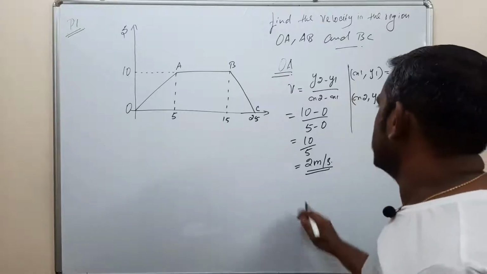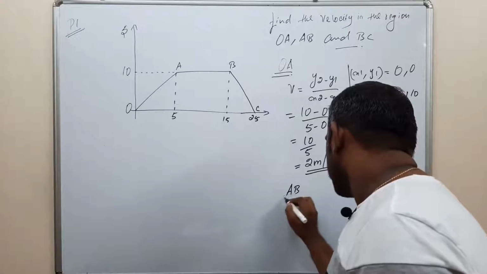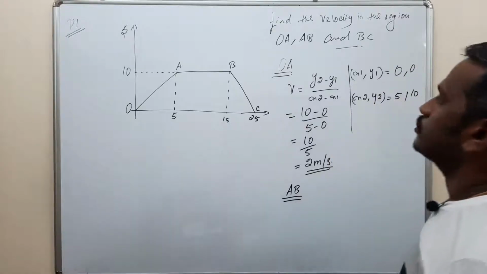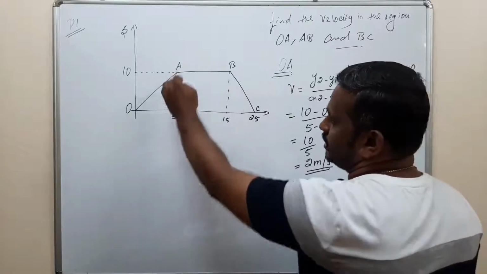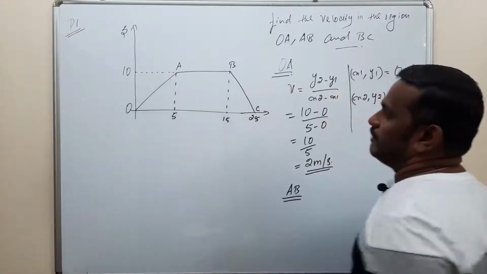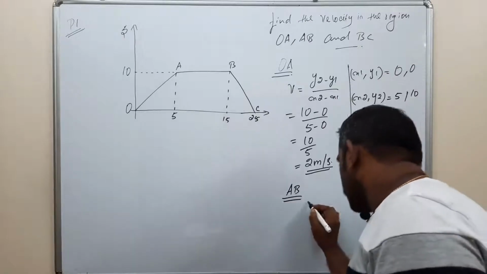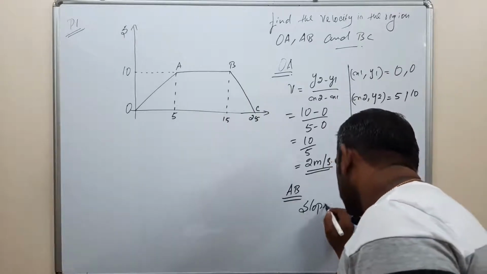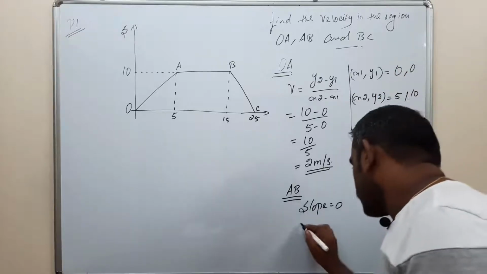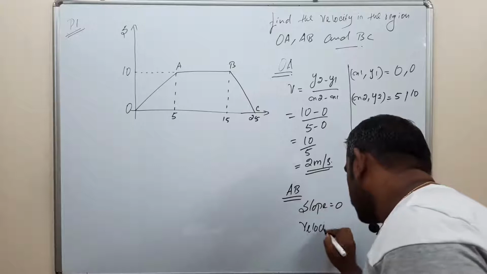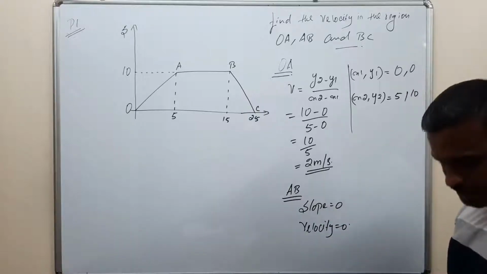So next I am considering the region AB. What is the slope of this line, that is AB? It is parallel to the time axis. So slope is equal to 0. Therefore velocity is equal to 0. Okay.